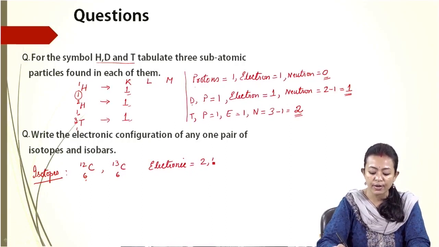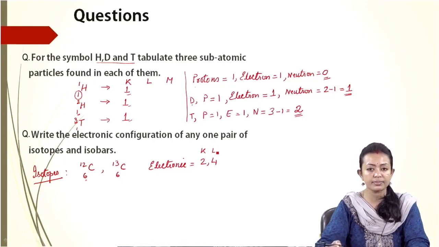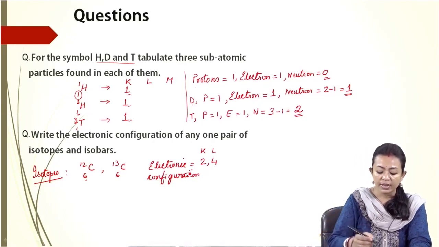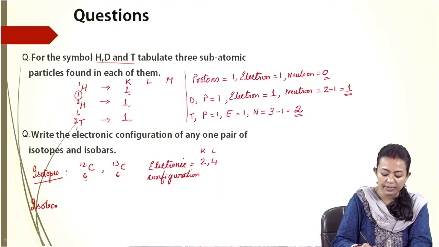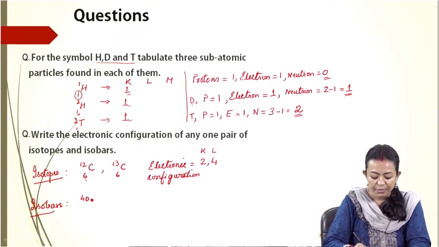2 and 4. Why is it 2 and 4? Because there are 6 electrons. So 2 goes in the first shell, that is the K shell, and the remaining 4 goes to the L shell. So this is the electronic configuration of carbon in both the isotopic forms. Whereas if I take a pair of isobars, let us take potassium and calcium.